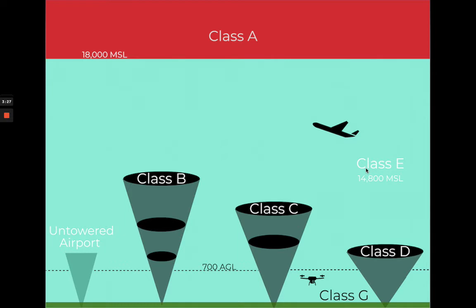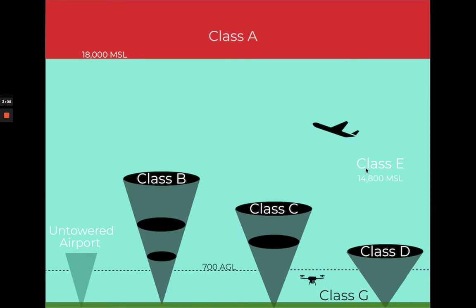Class C airspace is more for regional spaces, same concept as the Class B airspace, but it's divided into two sections. And then finally, Class D airspace is for regional airports. This is for anyone that's learning to fly, any kind of beginner pilots.